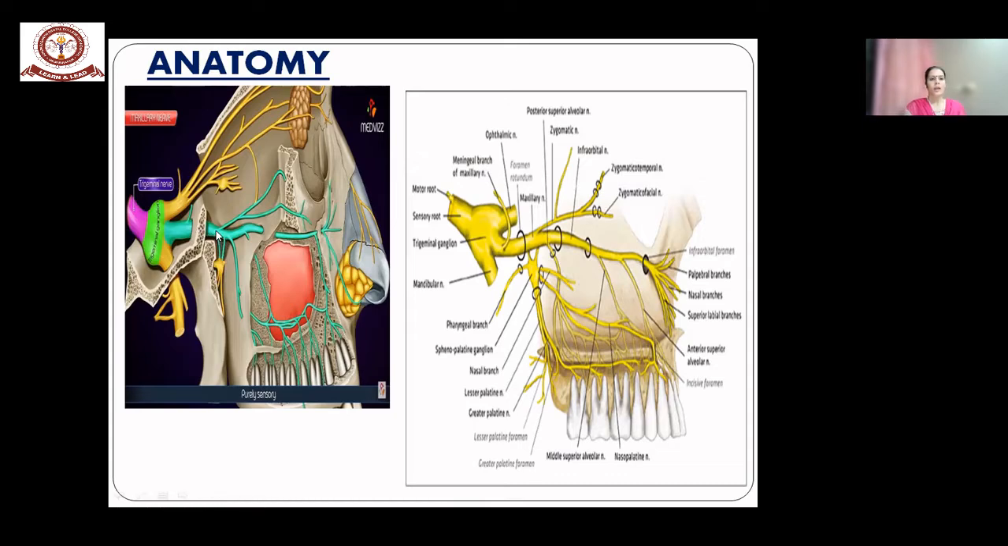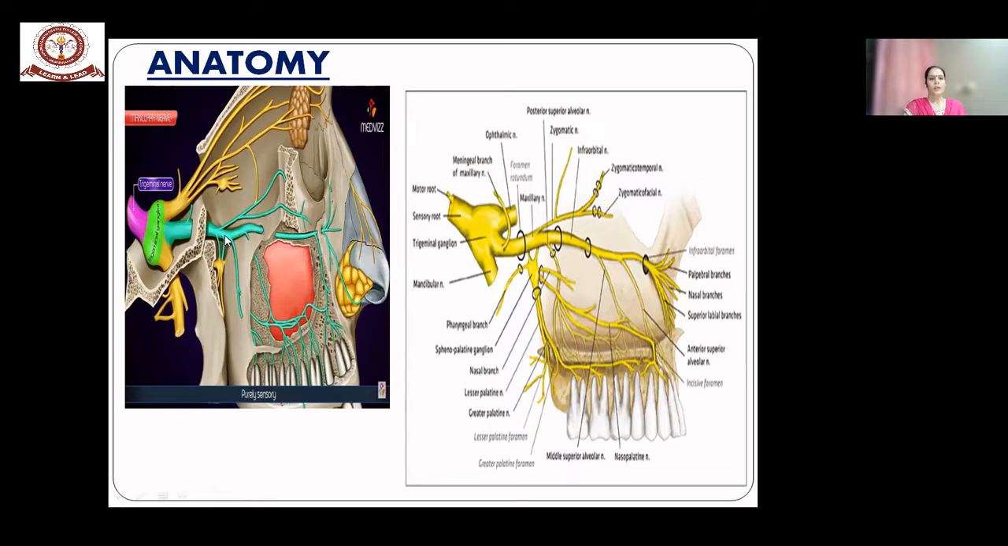Again, in the pterygopalatine fossa, it gives off two more branches. That is the zygomatic nerve, which is divided into the zygomaticotemporal and zygomaticofacial nerves. The third is the posterior superior alveolar nerve, which supplies the mucous membrane of the maxillary sinus as well as pulpal anesthesia of the maxillary posterior teeth.